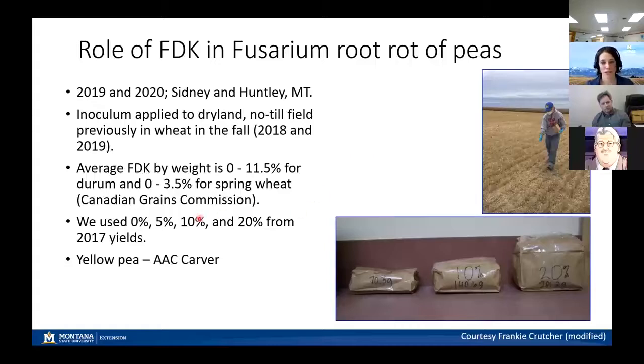And so she estimated different concentrations of Fusarium diseased kernels based on what the Canadian Grain Commission estimates for how many Fusarium diseased kernels occur in a grain lot of durum wheat and spring wheat. So she did some math about what the harvest was this year, how much grain that would be that is diseased, and she came out with this range.